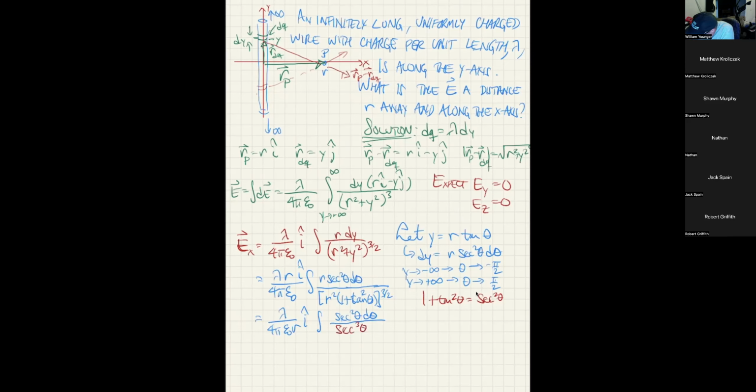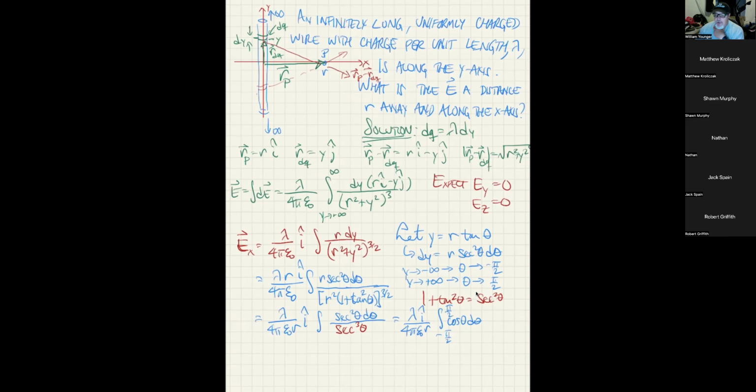So ultimately this just becomes lambda I hat over 4 pi epsilon naught r times the integral of cosine theta d theta from negative pi over 2 to pi over 2. Now cosine is what we call an even function, meaning cosine of negative theta is the same thing as cosine of theta. So we could actually multiply it by 2, and change it to the integral from 0 to pi over 2.